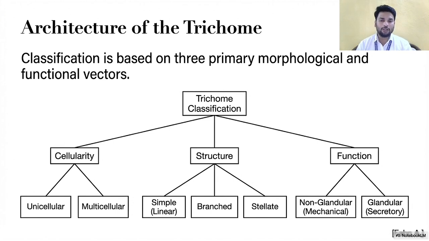On the basis of structure, they are classified into three basic categories: simple trichome, branched trichome, and stellate trichome. On the basis of function, they are again categorized into two basic types: non-glandular trichomes, also known as mechanical trichomes, having a mechanical function, and glandular trichomes, known as secretory trichomes, having a secretory function. So these are the classes of the trichome that we will discuss in an upcoming slide.